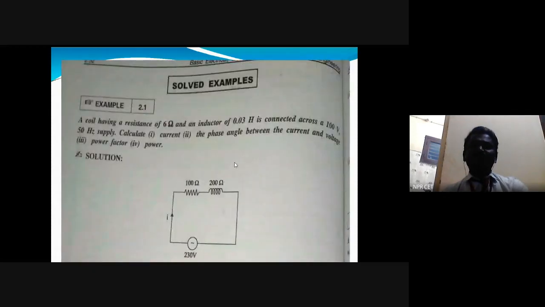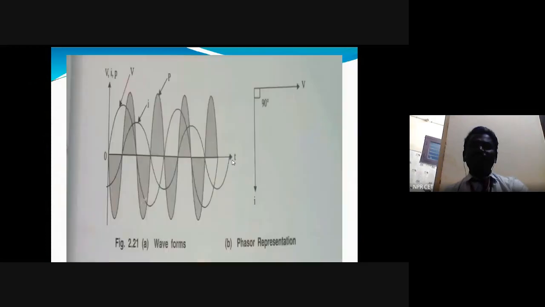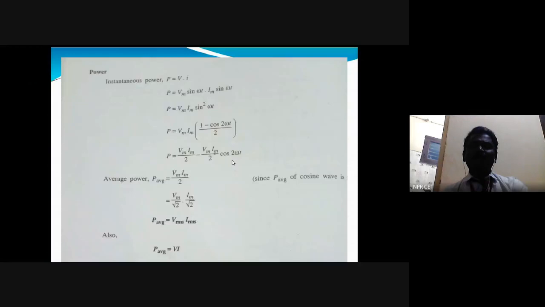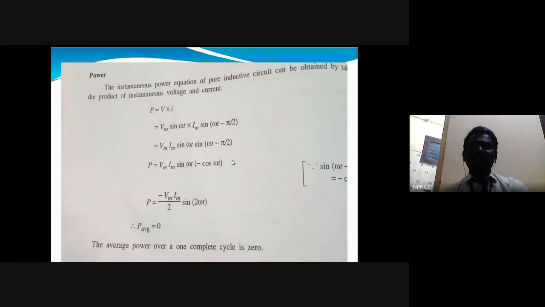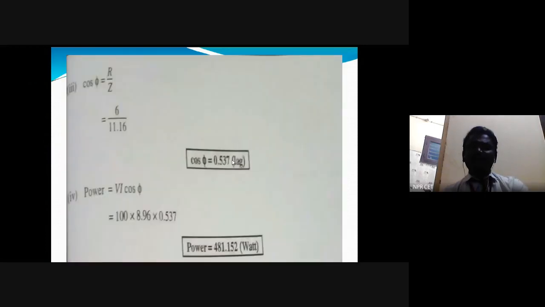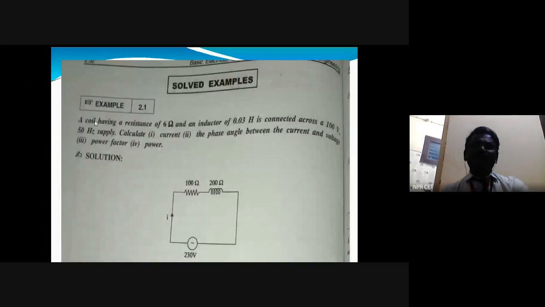Now a solved example. So far we discussed resistance and inductance connected in the circuit. For example, a coil having a resistance of 6 ohm and an inductance of 0.03 Henry, the unit of inductance being Henry, is connected across a 100 volt, 50 hertz AC supply. Calculate the current, the phase angle between current and voltage, the power factor, and the power.